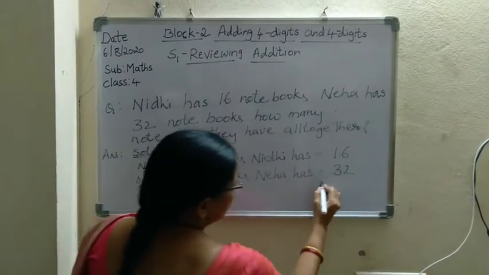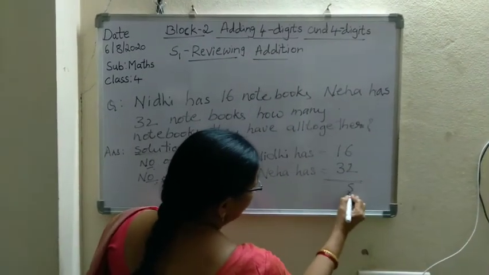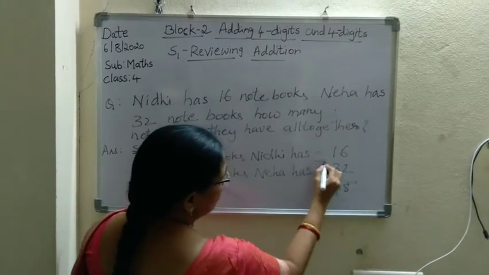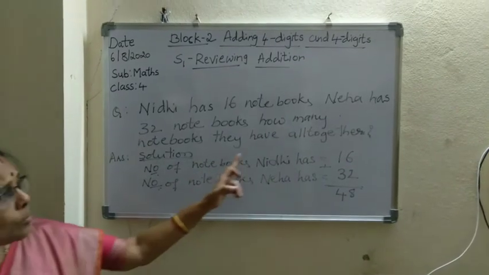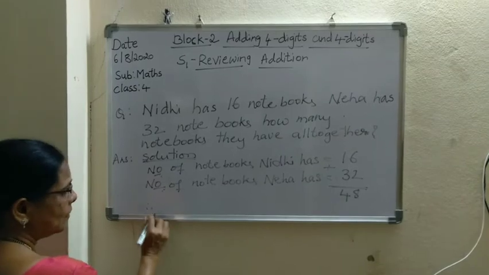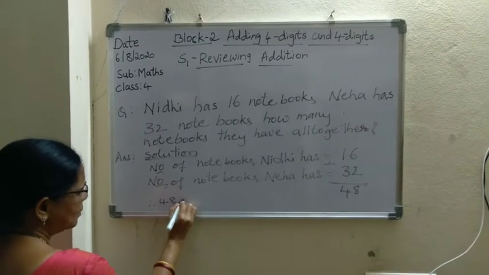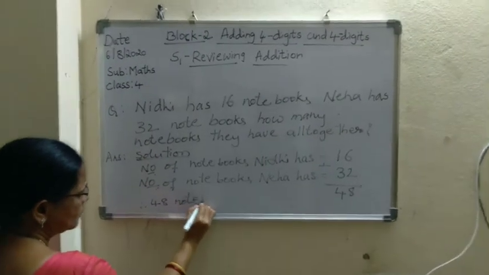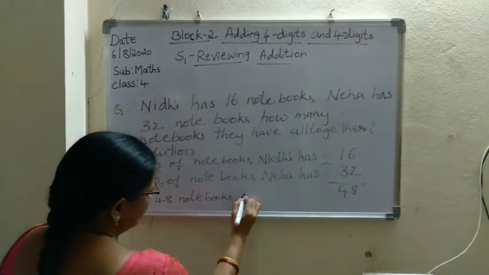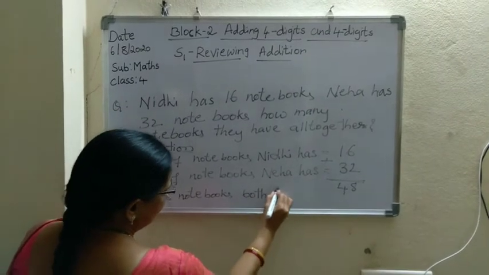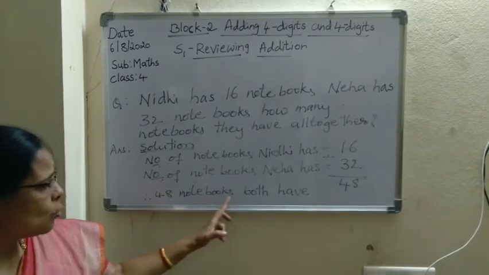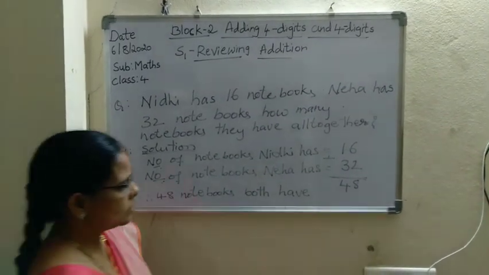Now add, children. This, 6 plus 2 is 8. 3 plus 1 is 4. Total how many books do they have together, children? 48 notebooks. Therefore both have 48 notebooks all together.